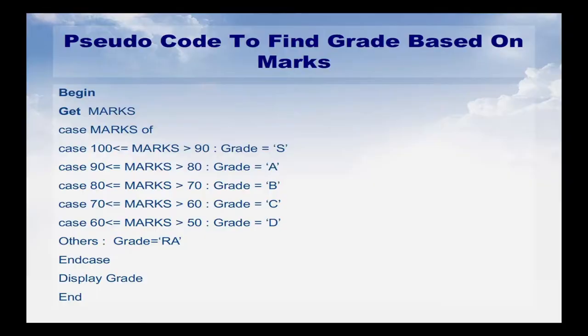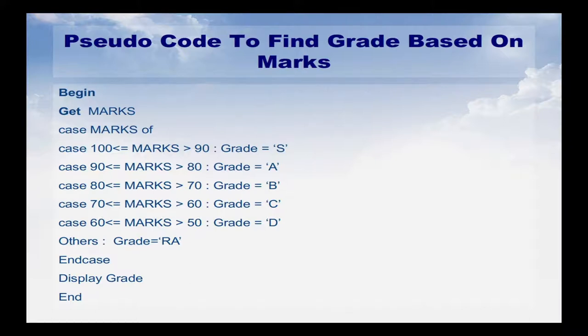Let us now rewrite the pseudocode to find the grade of a student given his or her mark using the case construct. Pseudocode to find the grade based on marks. So, now we get the marks. Case followed by marks, of, and now we write the conditions. If marks is less than or equal to 100 but greater than 90, then we assign S to the grade. If marks is greater than 80 but less than or equal to 90, we grade it A.